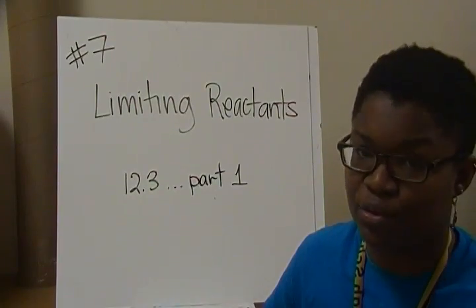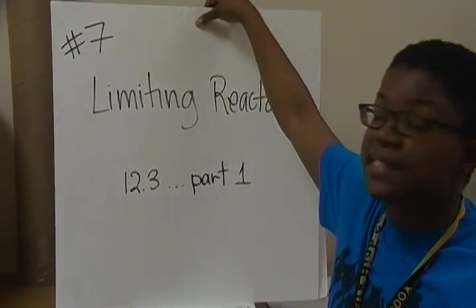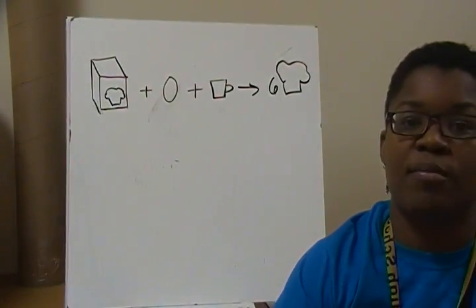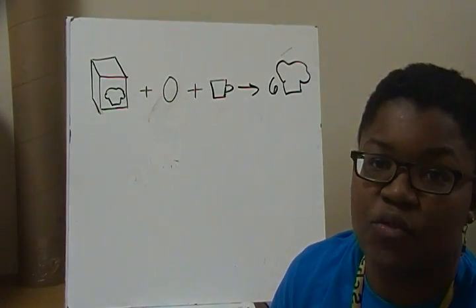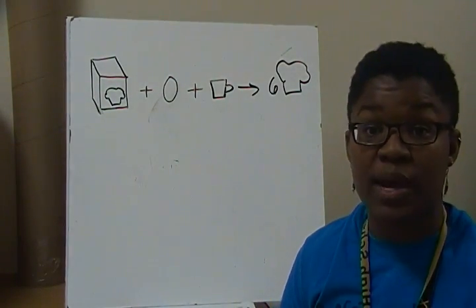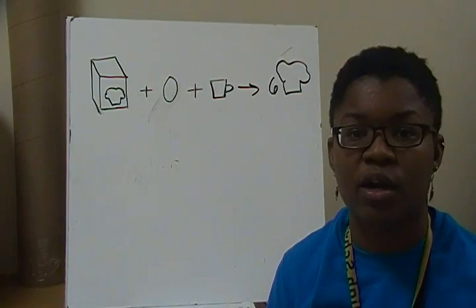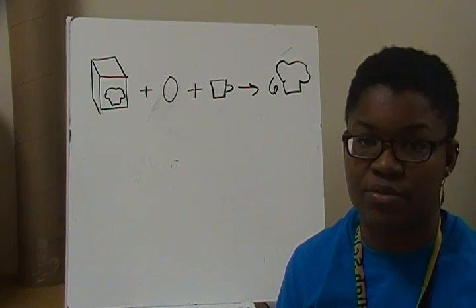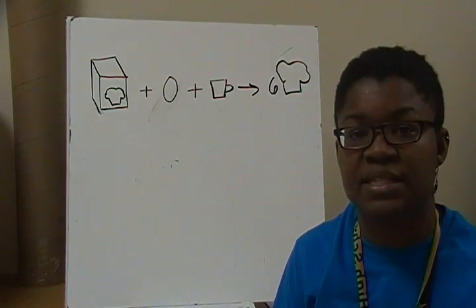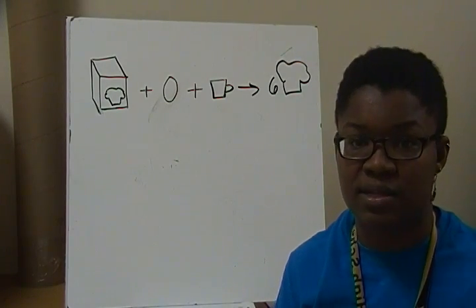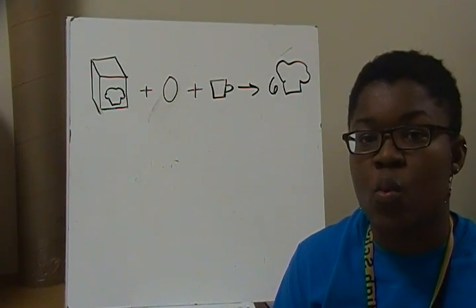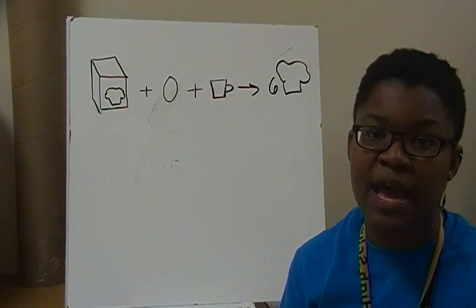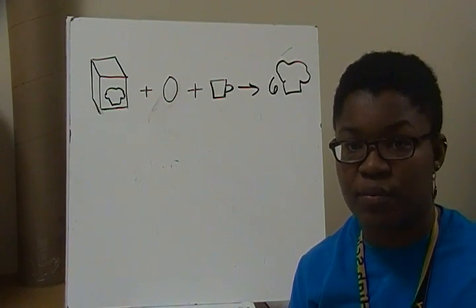I have a very crude picture to explain. Let's say we have 5 boxes of corn muffin mix. If we have 5 boxes of corn muffin mix and only 1 egg, and an unlimited amount of water, it doesn't really matter how much of the other things we have. The eggs are limited. So really, we can only make 6 corn muffins. So what we're really talking about is what happens when we have different amounts of the reactant.